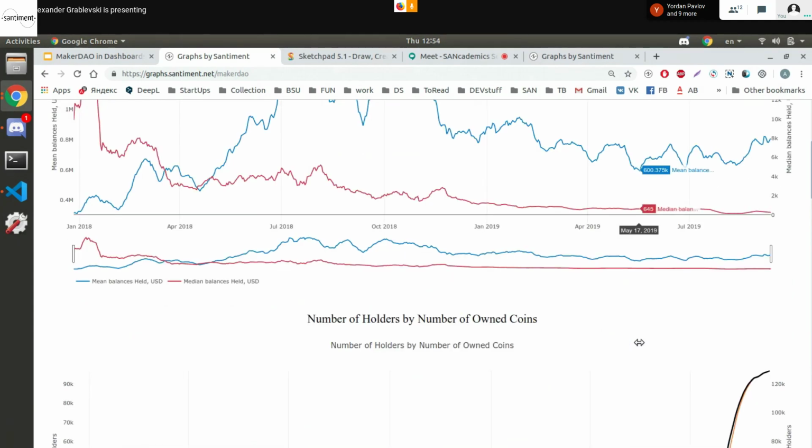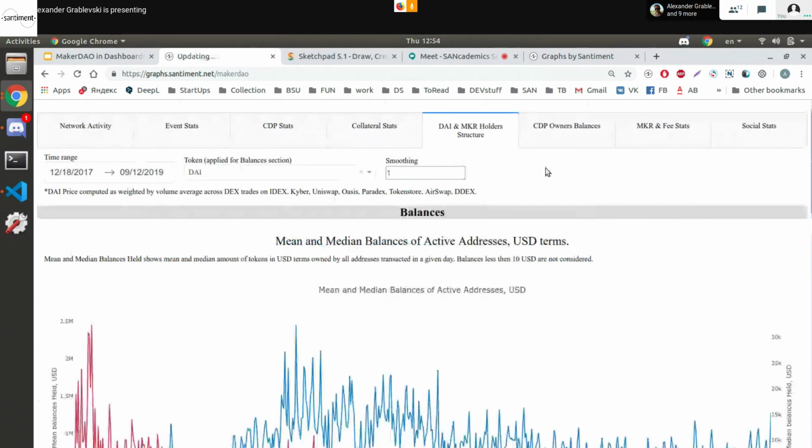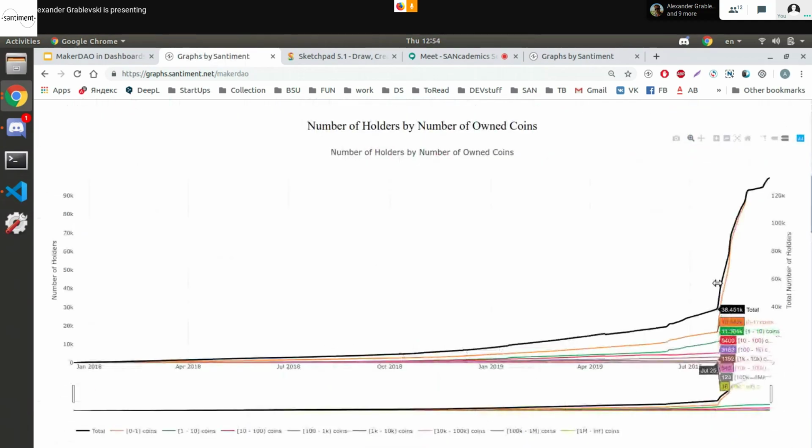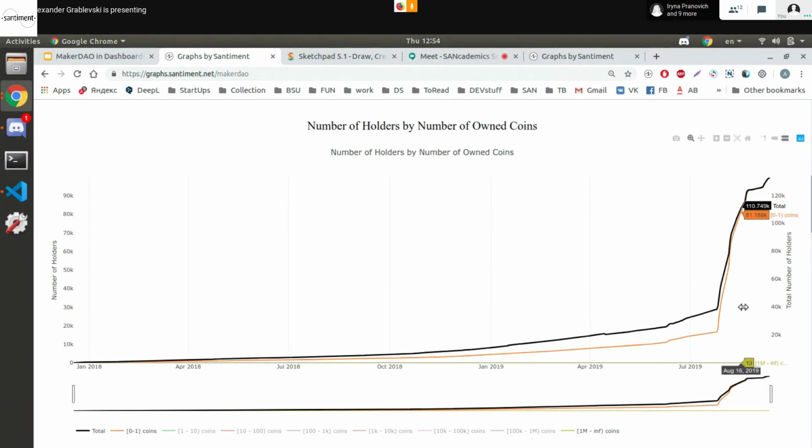And these graphs, actually, let me go back to no smoothing. So this shows you the amount of holders that own a particular amount of coins. Let's consider two cases. First one is the number of addresses that own less than one coin. We see that we have about 130k addresses that hold any DAI, and 100k of them are holding less than one DAI coin.